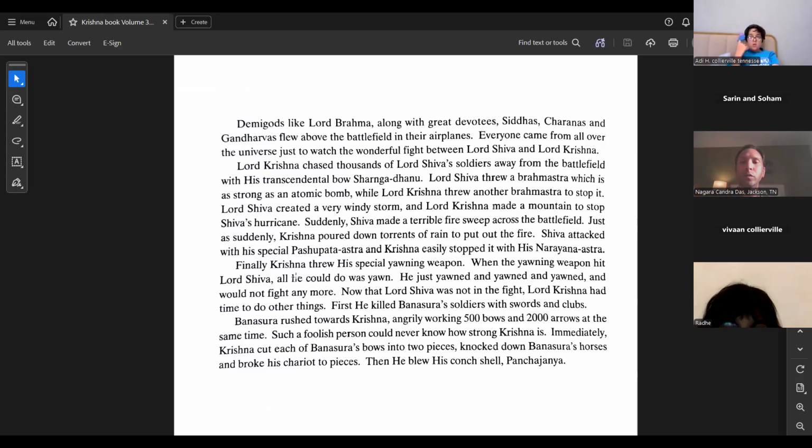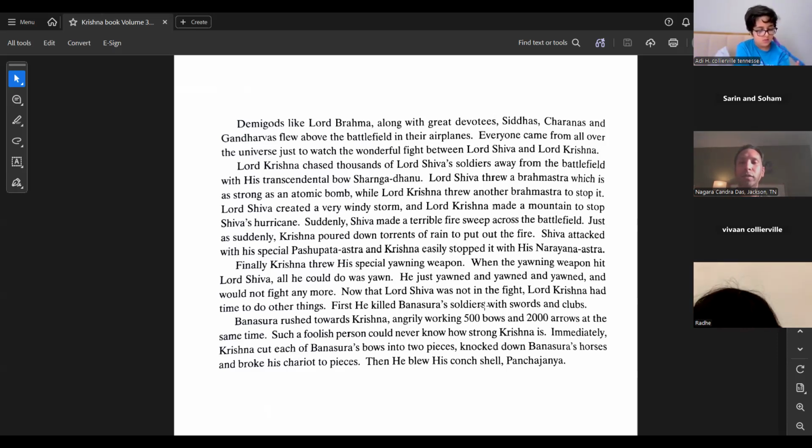Finally, Krishna threw his special yawning weapon. When the yawning weapon hit Lord Shiva, all he could do was yawn. He just yawned and yawned and yawned and would not fight anymore. Now that Lord Shiva was not in the fight, Lord Krishna had time to do other things.